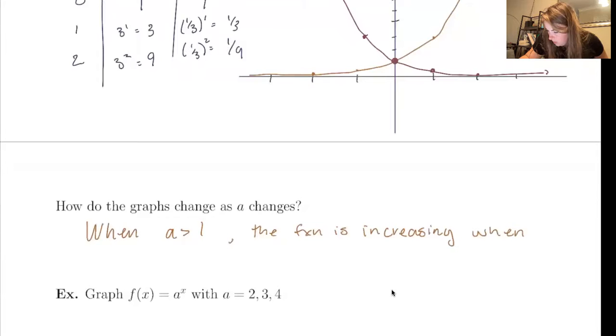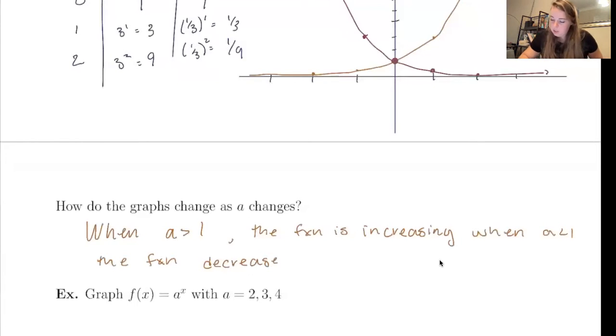When a is less than 1, the function decreases. And we know that from 3.1, talking about exponential growth versus decay. And we can really see it in that model right there.